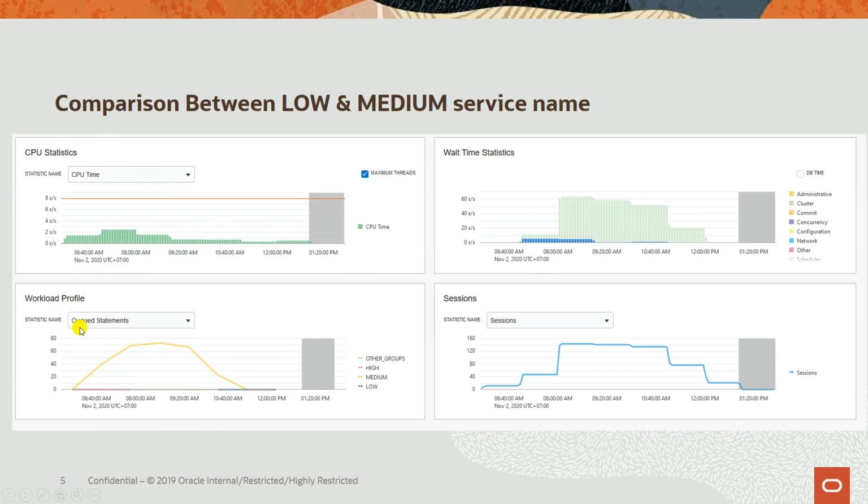And you can see a load profile here. The number of queued statements is the curved line. After 1 p.m. we changed to low, and you see there were actually no queued statements and no wait activities.